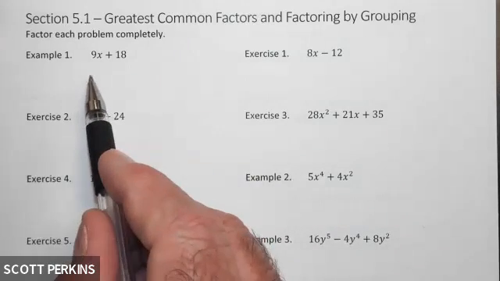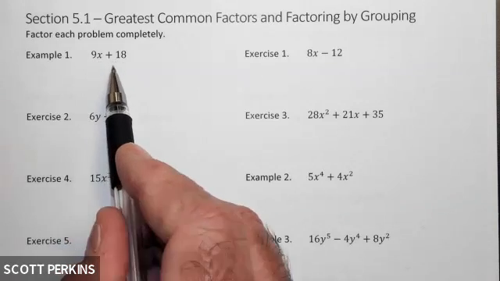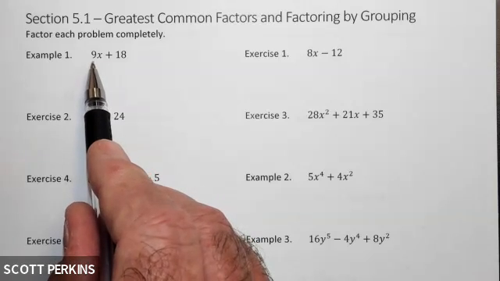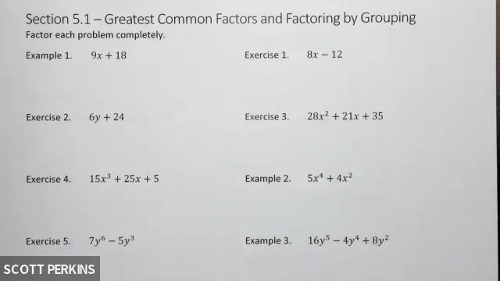So what do I mean by factor out the common factor? We'll look at example 1. I've got 9x plus 18. So when I look at this, I've got two terms. I've got the term 9x. I've got the term 18. What factor do both 9x and 18 share? What do they have in common? 9. They both have 9.